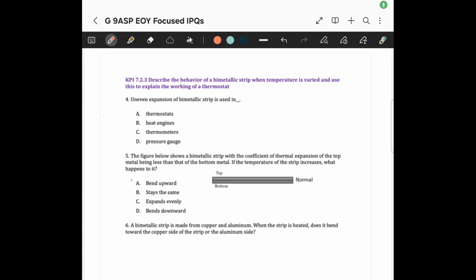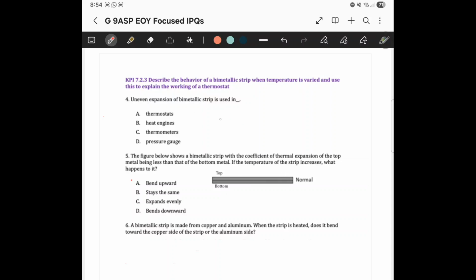Okay, so in this video I'm just going to continue with the 9 ASP focus questions. There are quite a lot of these, so this is taking a lot longer than my other ones. So in this we're continuing on with bimetallic strips expansion, and we'll move over to pressure and stuff later, the gas laws perhaps.